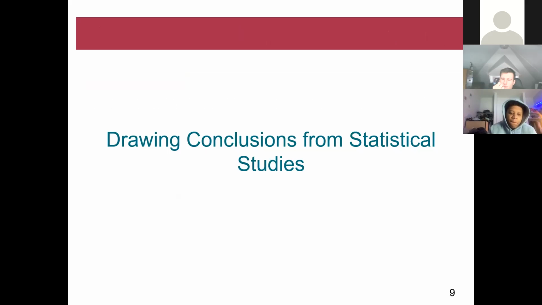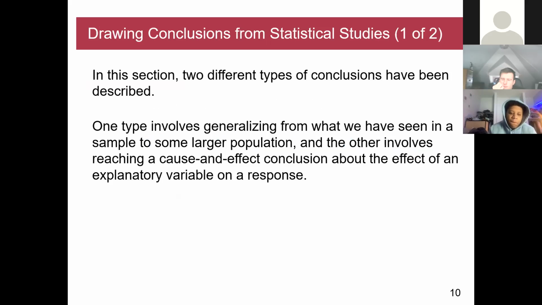Drawing conclusions from statistical studies. There are two types of conclusions that you can come to in general. I mean, this is, of course, a beginning course, so they're talking in very general terms. One type of conclusion is the ability to take the results from your sample and generalize it to the larger population. If you can't do that, then whatever results you get from your sample or from your study apply only to those people in your study, not to the larger population. So that's important, obviously.